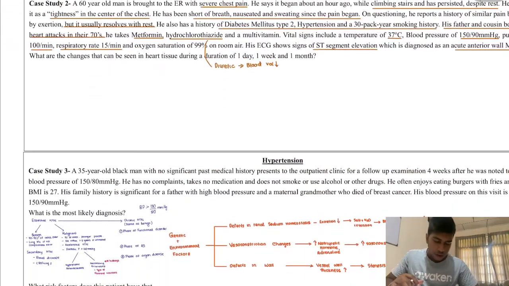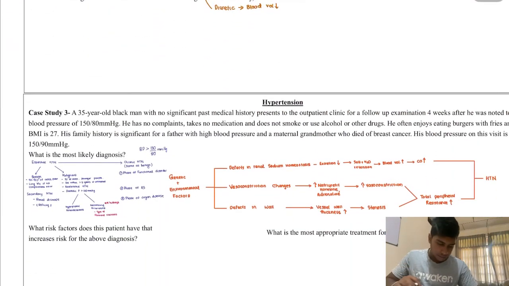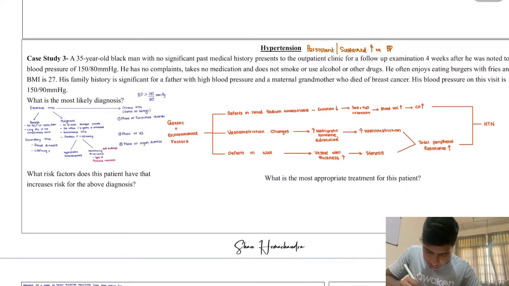Next, I'm going to talk about hypertension. So what is hypertension? Hypertension is persistent or sustained increase in blood pressure.